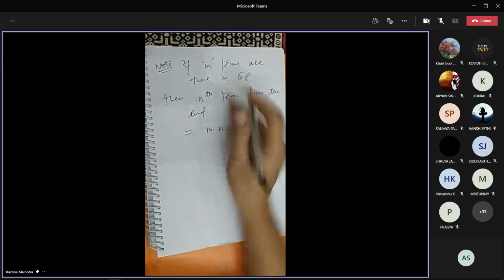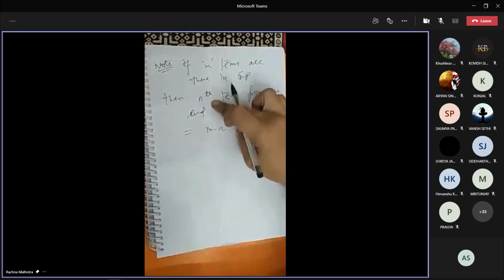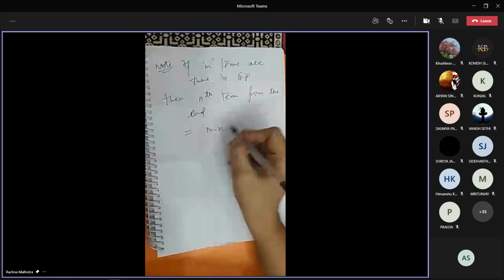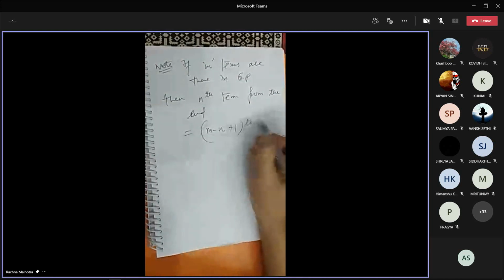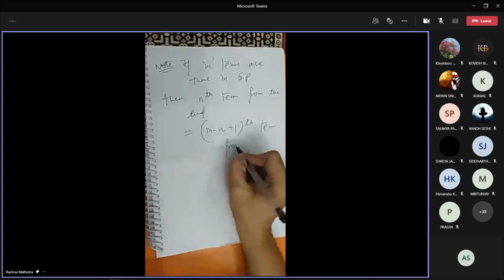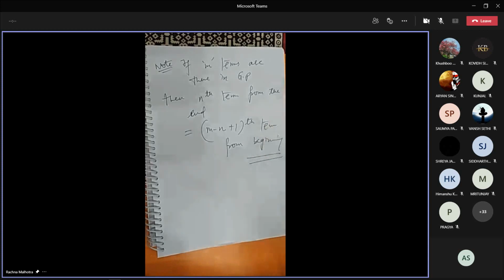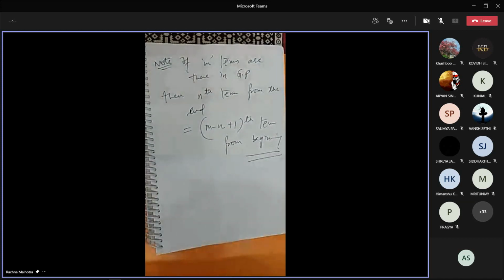M minus n. Like 8 was there before, what was m in the previous example? 8. 8 minus 3 plus 1. This is the m minus n plus 1th term from the beginning. Already you have learned this concept in class 10th also. आपको पता होगा from the ending से कैसे term check करते हैं.